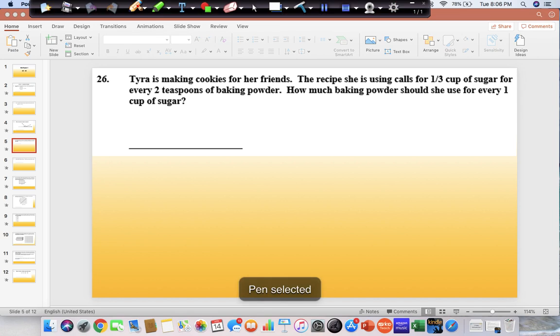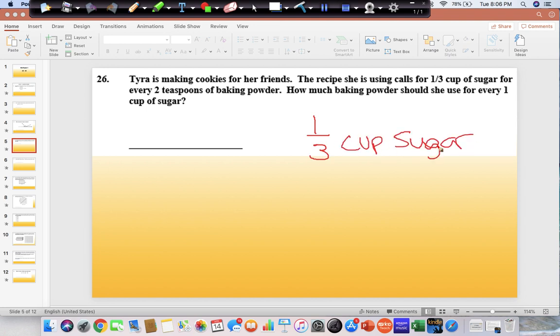Okay. Tyra is making cookies for her friends. The recipe calls for 1/3 cup of sugar for every 2 teaspoons of baking powder. Sorry, baking powder looks terrible. How much baking powder should she use for every 1 cup of sugar?